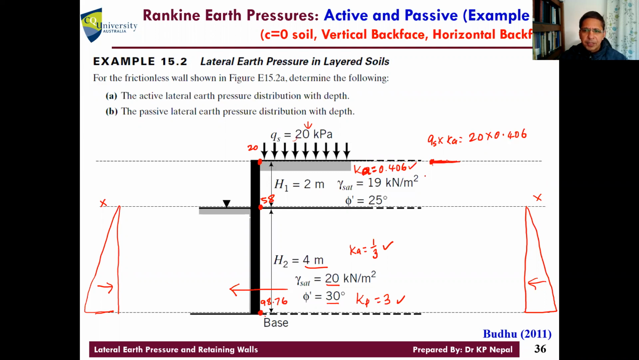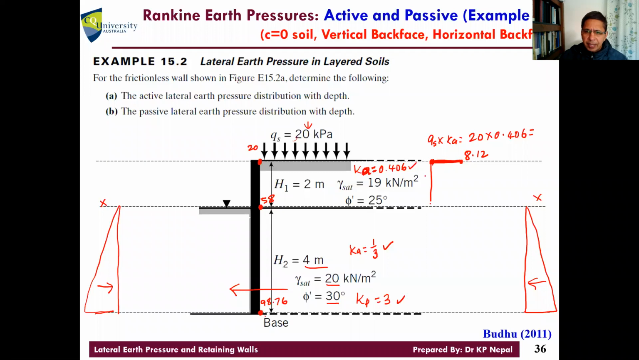This is just because of the surcharge. Okay, if there is no surcharge, it would be 0, right? What is that now? Can you compute this? How much is it? 8.1. 40 times 0.406 is 8.12, yeah? So 8.12 here.